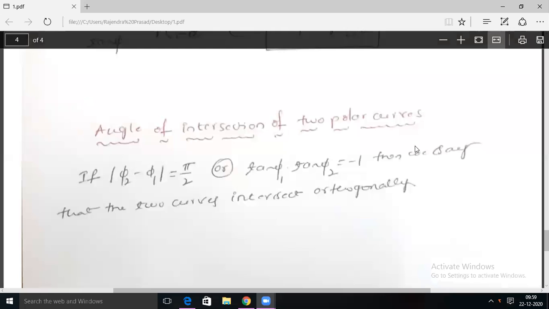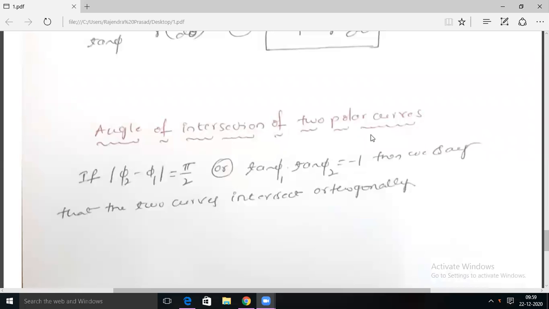Next, angle of intersection of two polar curves. Suppose they give two polar curves, phi 1 and phi 2, then how do we find the angle? Suppose they give only one polar curve, so we have to find phi. The polar curve should be in r and theta. Suppose they give two polar curves, phi 1 and phi 2, then we have to find the angle of intersection between the two polar curves.